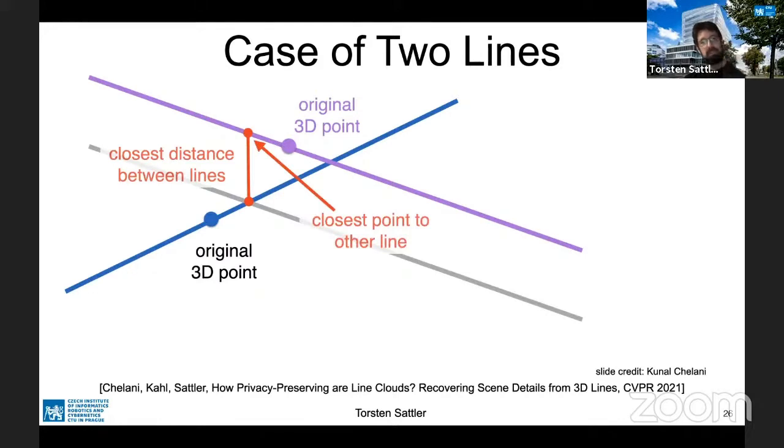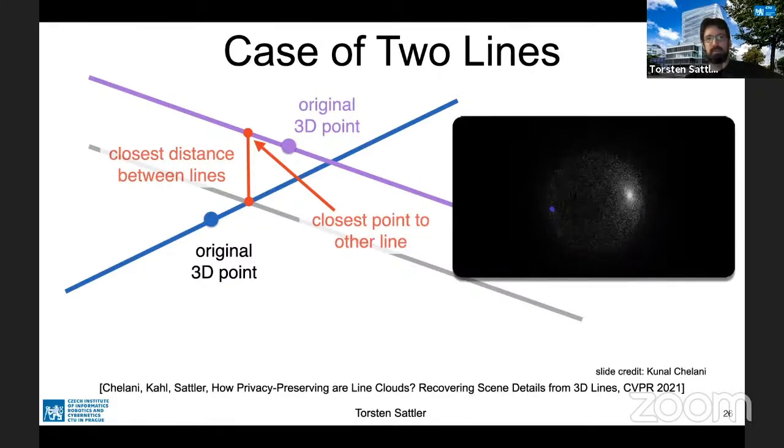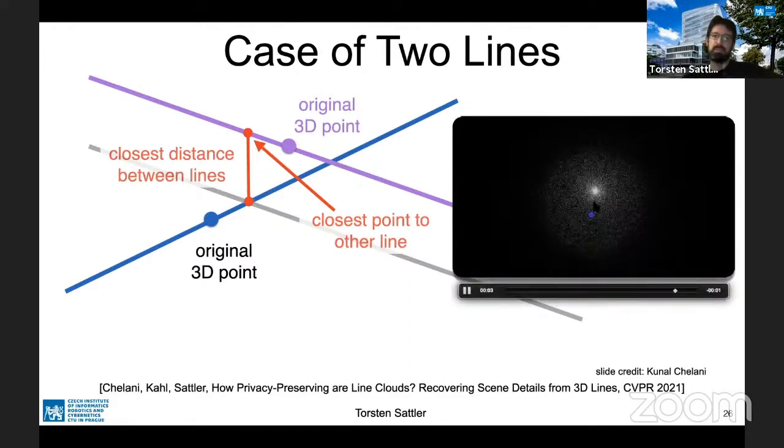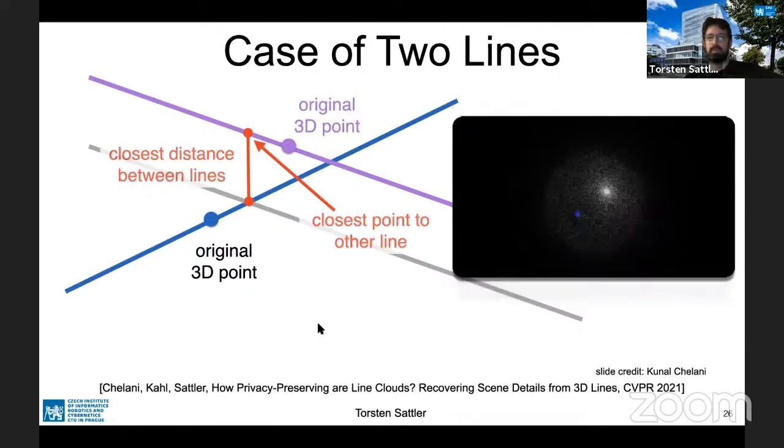And what we observed is that if you choose those line directions uniformly at random, then there's actually a good chance that this closest point to the other line is reasonably close to your original 3D point. So this is visualized here. You have 2 3D points, and we randomly selected lines for each of them. And then those small white dots are the closest point on the line corresponding to the white point. That is the point that's closest to the other line. You see that they actually cluster around the original 3D point.